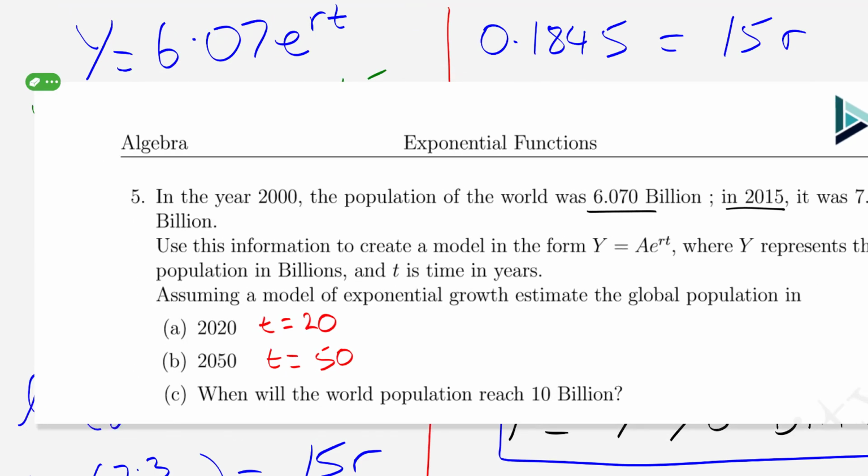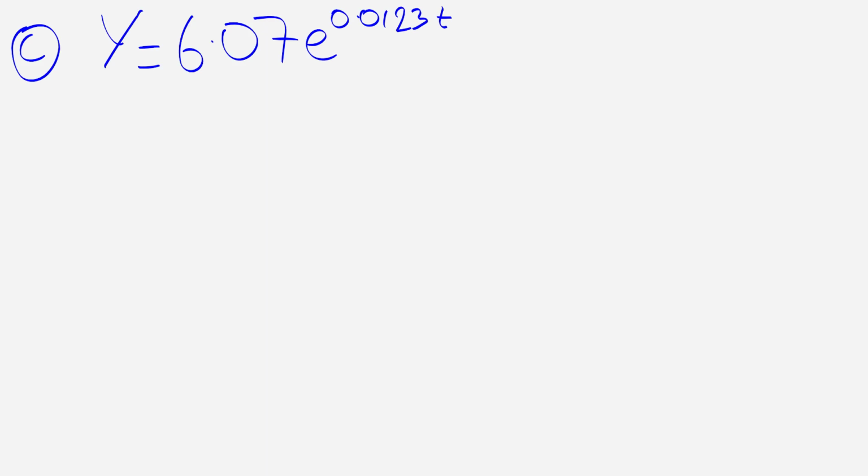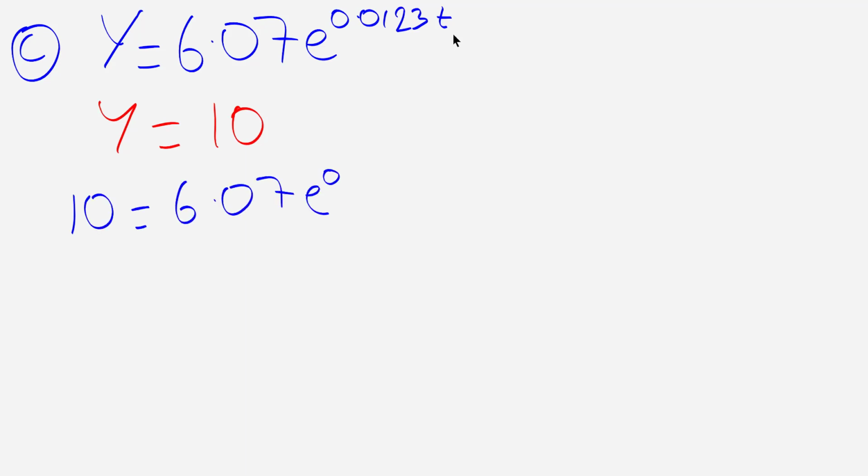Okay, what about part C here? When will the world population reach 10 billion? In that case, we know that y is going to be 10 for 10 billion, and we have to solve for t this time. We don't know what t is. So taking our function, y equals 6.07 e to the power of 0.0123t, and this time we know that y is going to be 10 and we have to solve for t. So we sub 10 in for y. So 10 is equal to 6.07 e to the power of 0.0123t.